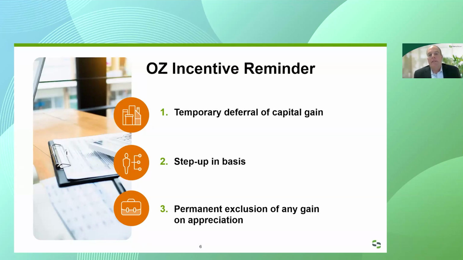As a reminder, there were three main incentives for investing in an opportunity zone. The first was a temporary deferral of capital gain, which we'll talk about shortly. Originally, you could defer it until the year 2026. The next was a step up in basis. So there was a discount allowed on that capital gain you deferred, depending on the length of time you invested, which we'll also be getting into. And then ultimately, the largest benefit was a permanent exclusion of any gain on appreciation upon sale of that property. Those were the three main incentives that were attractive about opportunity zone investing.